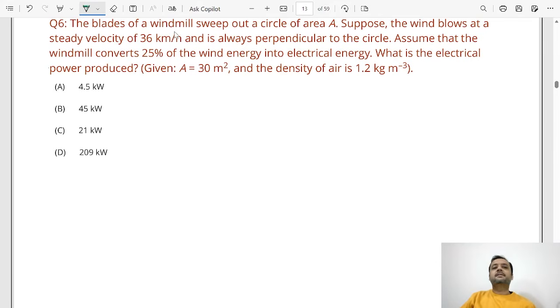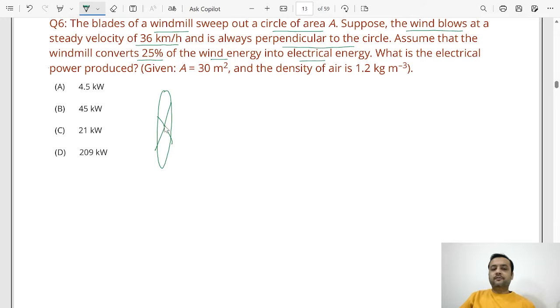Then in this question, the blades of the windmill sweep out a circle of area A. Suppose the wind blows at a steady speed of 36 km per hour and is perpendicular to the circle. Assume that the windmill converts 25% of the wind energy into electrical energy. What is the electrical power produced? Area is given, density of air is given. So first let us understand what is happening here. Let's say this is a windmill and these are the blades of the windmill.